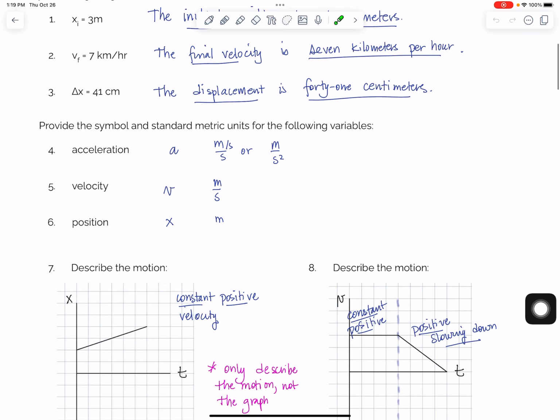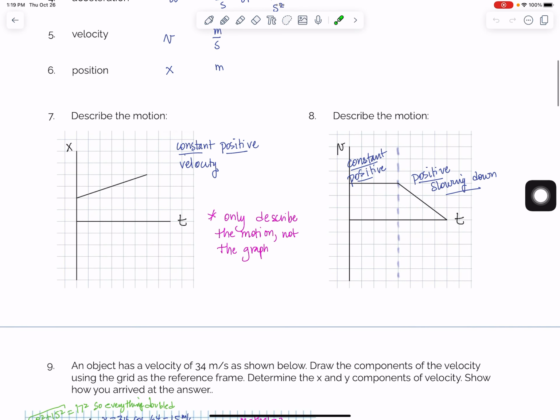For 4, 5, and 6, you got 1 point for the correct symbol, and then 1 point for the correct unit. For number 7, this one was worth 2 points. One for talking about it being constant, and the other for positive. Velocity or speed was fine. It's really important that you only describe the motion, not the graph. Several of you ran into trouble where you said, well, it's going up, and that's referring to the graph. We don't know what direction the object is actually moving.